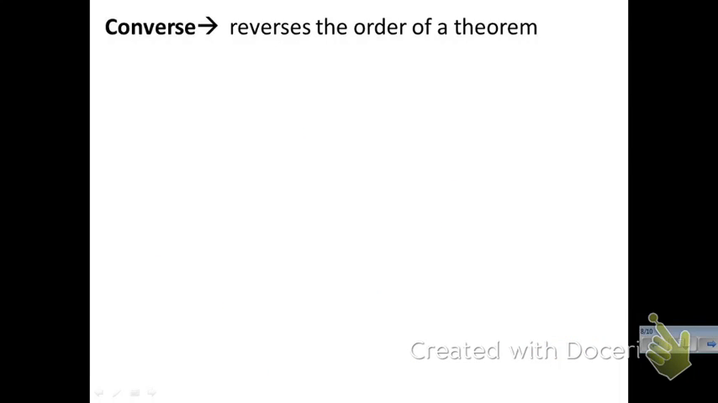Your converse, this reverses the order of a theorem. So we talked about, I used the statement, if I go to the store, then I buy apples. That would be the original statement. If I took the converse of it, I would say, if I buy apples, then I go to the store. And that's what it means by reversing the order.